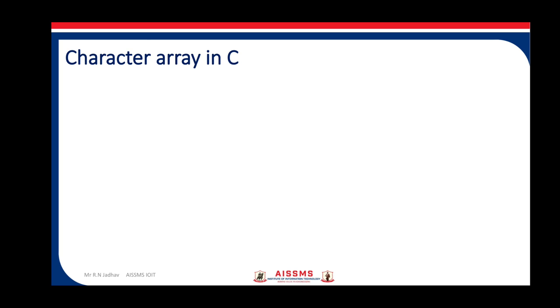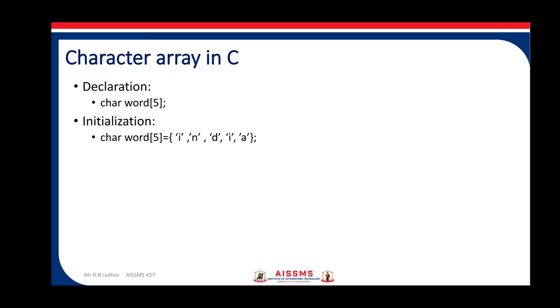Now, character array in C. Similar to an integer array, you can declare the array in the form of characters where the data type will be char. Initialization is again the same, only you need to check here that each character is represented in single inverted commas.